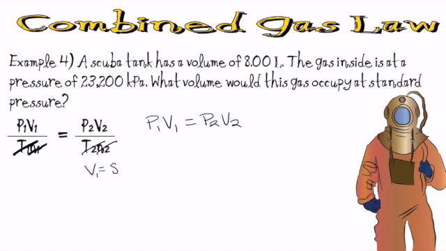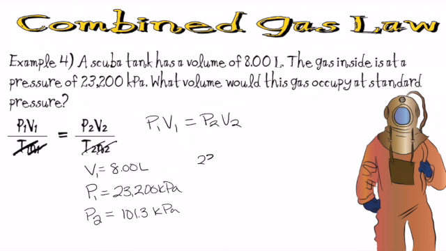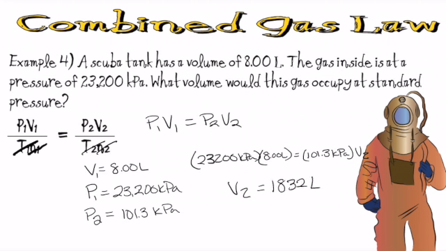So we know V1, it's 8 liters, and the pressure is 23,200 kilopascals. P2 is at standard pressure, 1 atmosphere, or 101.3 kilopascals. So now we plug in what we know. When we solve for V2, we get 1,832 liters.